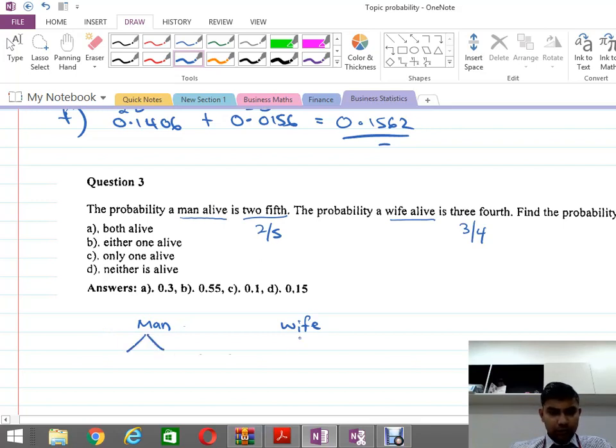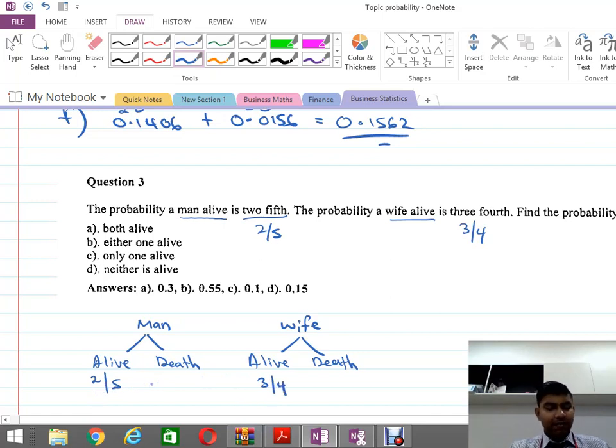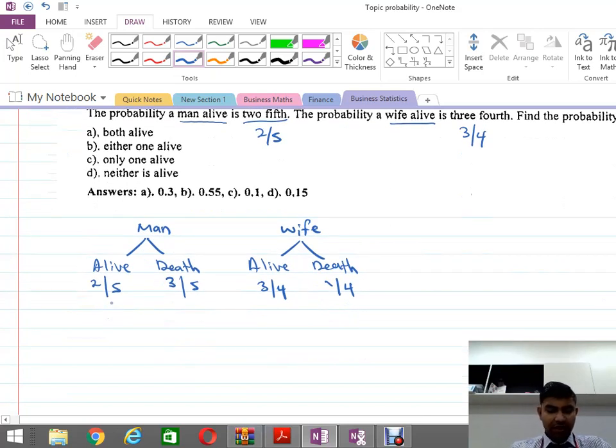Now, there are two things here: alive, dead. Alive, dead. So what happens here? Alive is 2/5, and this is 3/4. So you need to find the balance. So what is 2/5's balance? This becomes 3/5, and this is 1/4. Alright, let's change these to decimals, it's easier. So 2/5 is 0.4, and this becomes 0.6. 3/4 is 0.75, and this is 0.25. Okay, changed to decimal.